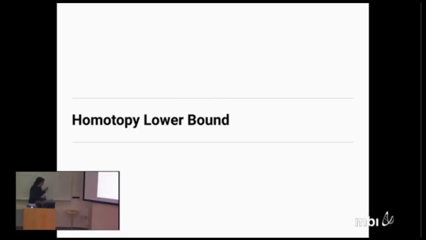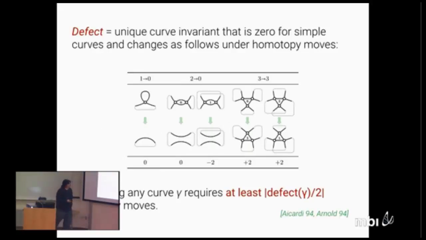Okay. Why should I believe that n to the 3/2 is the right answer? For this, we're going to defer to a curve invariant that was defined by Vladimir Arnold and Francesca Aicardi in the early 90s. So curve invariants are very much like knot invariants. It's a numerical quantity that you attach to the curve, such that if two curves have different invariants, then you know they're not ambient isotopic.